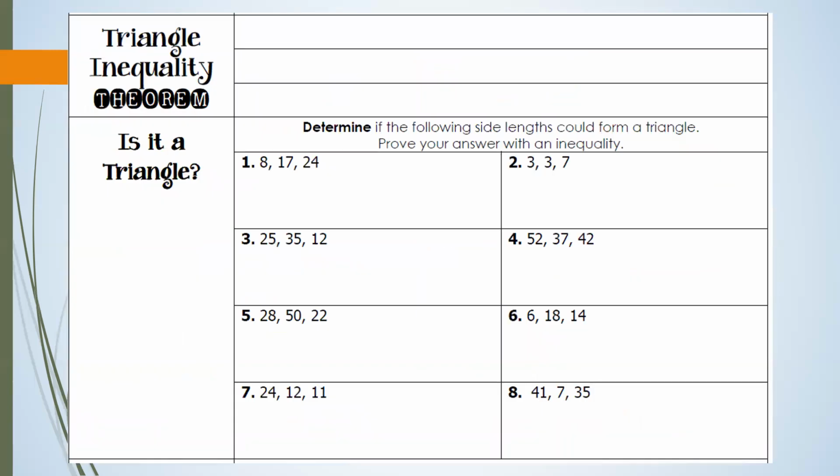Triangle inequality theorem. So the triangle inequality theorem says that a triangle exists if the sum of the smaller sides is larger than the third side. Let me write that down and then I'll explain it. So a triangle exists if the sum of the smaller sides is larger than the third side.